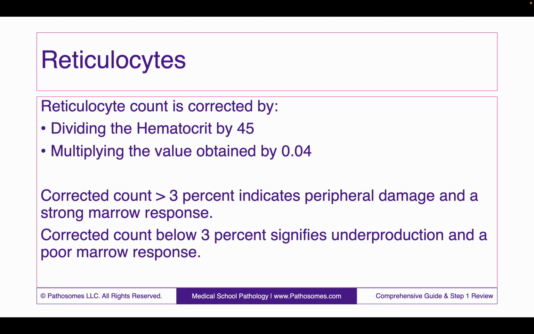Reticulocyte count is corrected by dividing the hematocrit by 45 and multiplying the value obtained by the reticulocyte percentage. A corrected count greater than 3% indicates peripheral damage and a strong marrow response. A corrected count below 3% signifies underproduction and a poor marrow response.